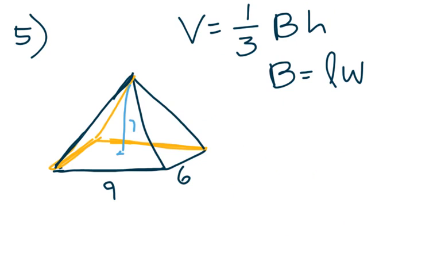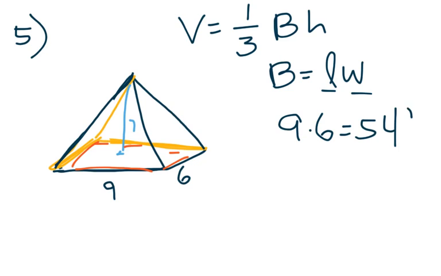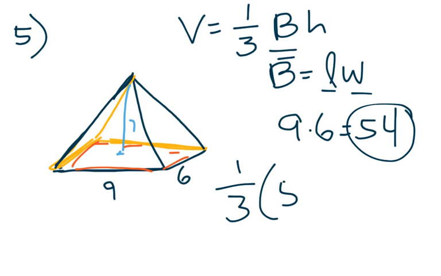Okay, number 5. So here we have a pyramid with a rectangular base. That means the bottom is a rectangle. So what we want to do is find 1/3 of the base, and by base they mean the area of the bottom rectangle, times the height. So in order to find the base of this pyramid, we want to multiply length times width. So that is 9 times 6, and that is 54. So now we plug this number in for this big B in the equation. So it's 1/3 times 54 times the height, which is 7.